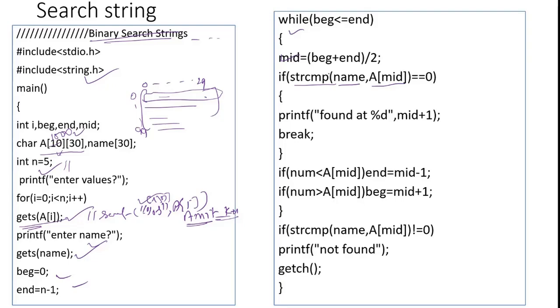There is one more function, strcmpi, if you want to ignore the case sensitivity of the string. So the i is for ignoring case. Then we have printed the location, otherwise we have updated the index positions of the beginning and end elements. So this is the program to search a name in the given list of names.